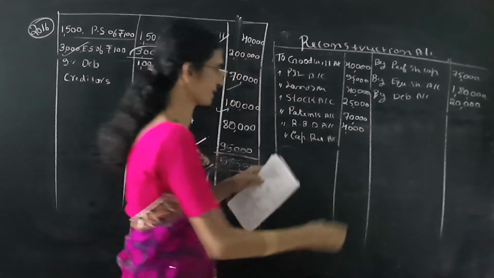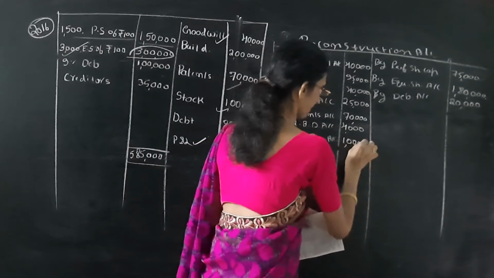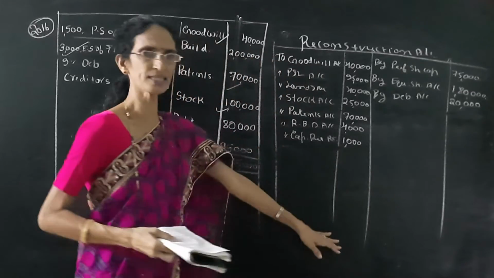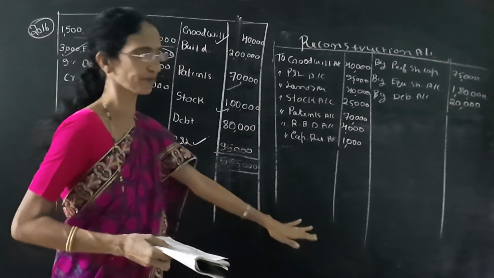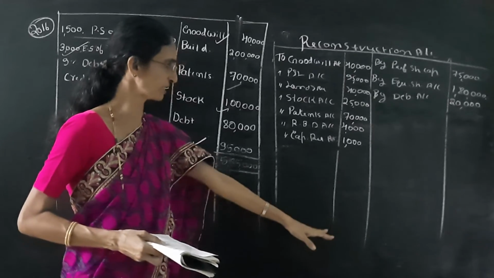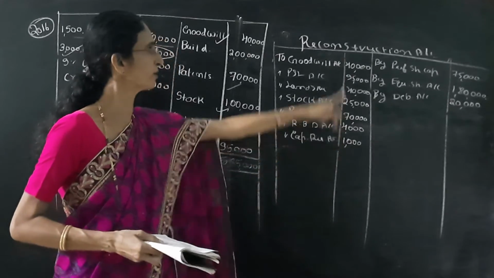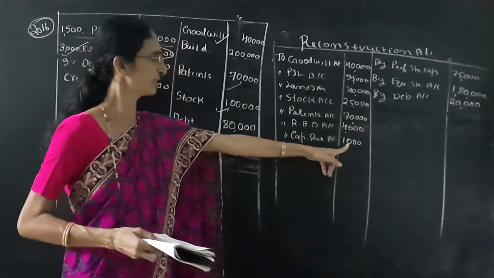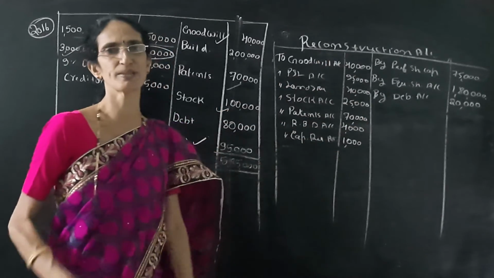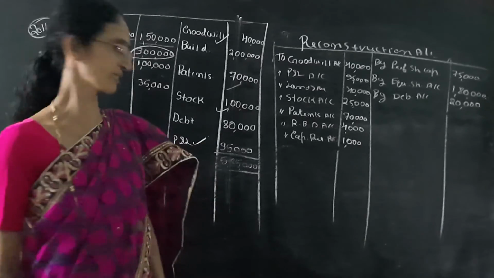So capital reserve account is 1 lakh. So the last is journal entry. The balance should be transferred to capital reserve account. Reconstruction account debit minus all the assets, so we are getting the balance. That balance should be transferred to capital reserve account.